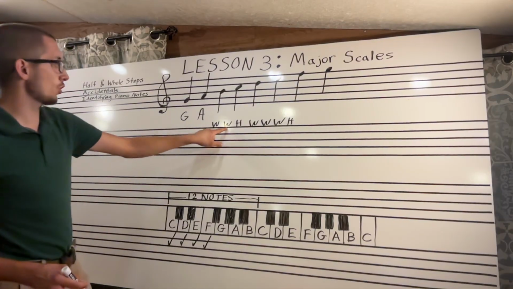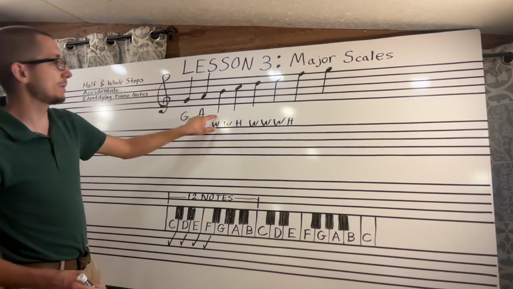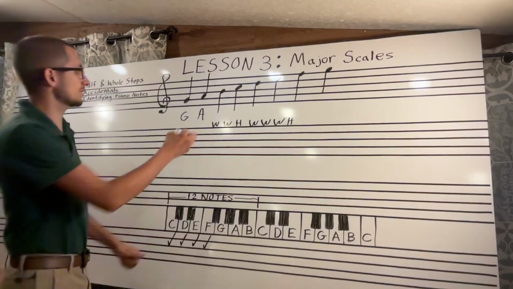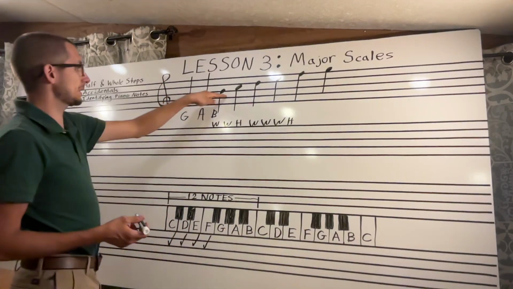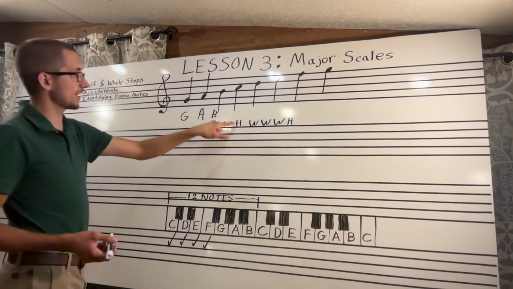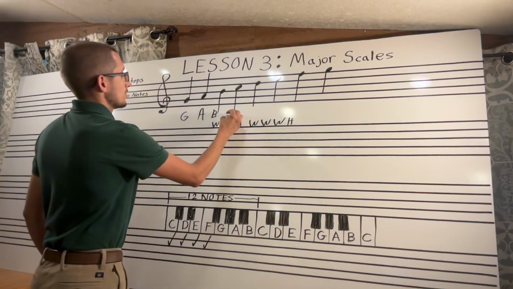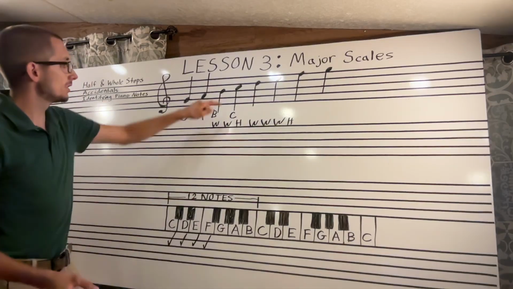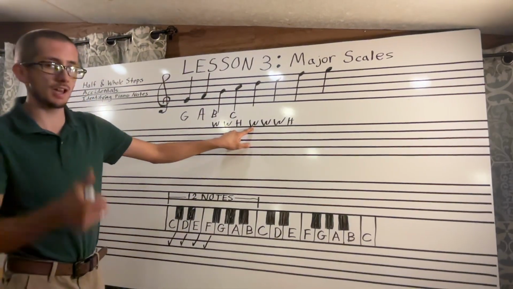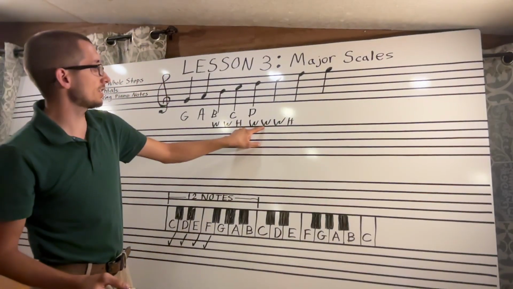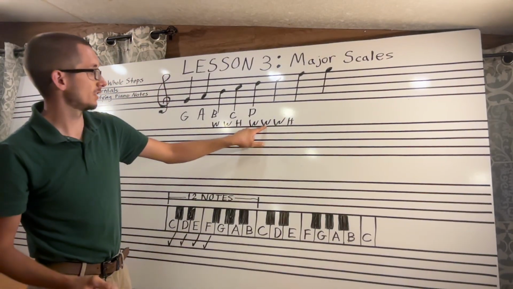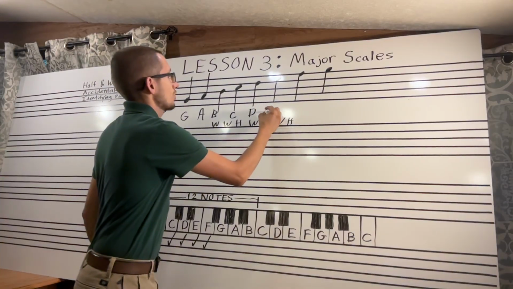Our next one is a whole step. So A to B, is that a whole step? Yes, it is. So that pitch doesn't need any sharps or flats added to it. B to C, is that a half step? Yes, it is. So that pitch is good to go. C to D, is that a whole step? Yes. So that pitch is good. D to E, is that a whole step? Yes, it is. So that pitch is also good.